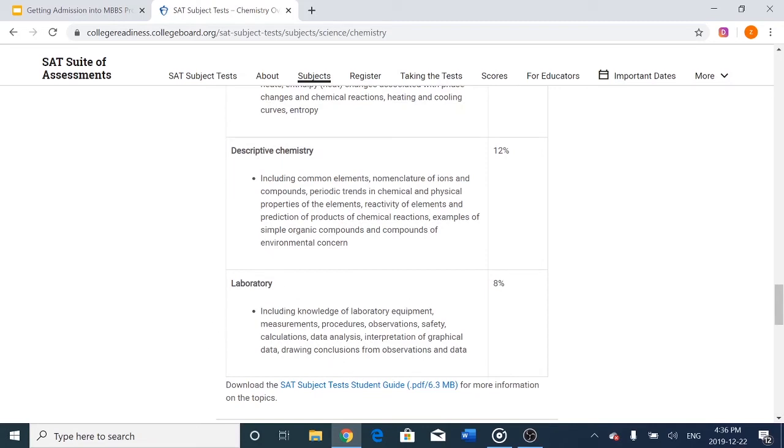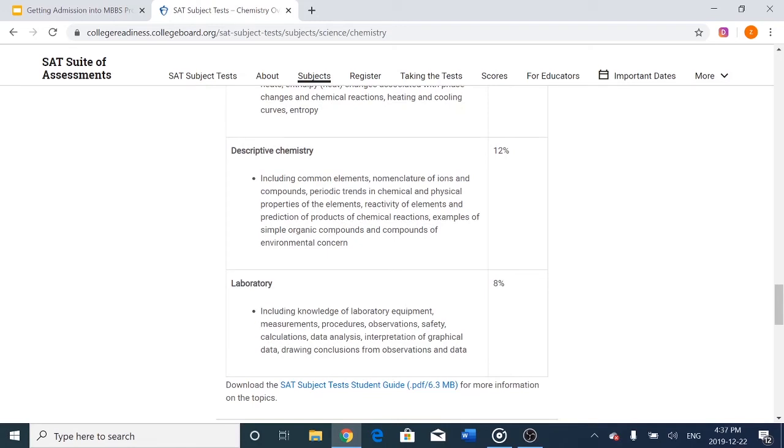They actually give a different section for it. 8% of the test is laboratory. You're gonna have to know several experiments, and there's very specific experiments they ask about. But the other thing you need to know is laboratory equipment, measurements, procedures, observations.